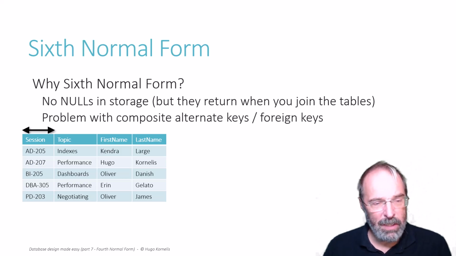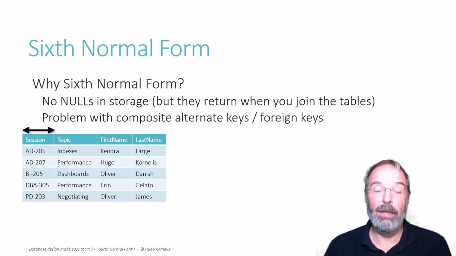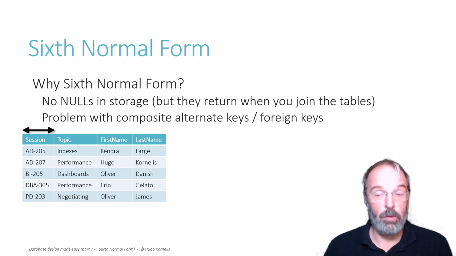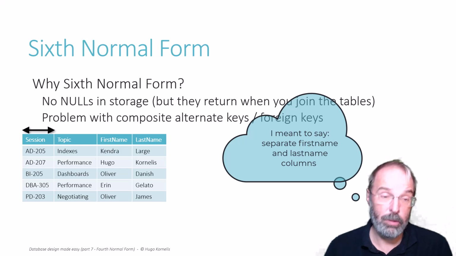Now we have the session, the topic, and the first name and last name of the presenter. So in this case, during first normal form checking, we realize that first name and last name are important by their own. We don't want to have a single column that we constantly have to split in its parts. So the correct design with atomic columns would be a first name and last name column together.